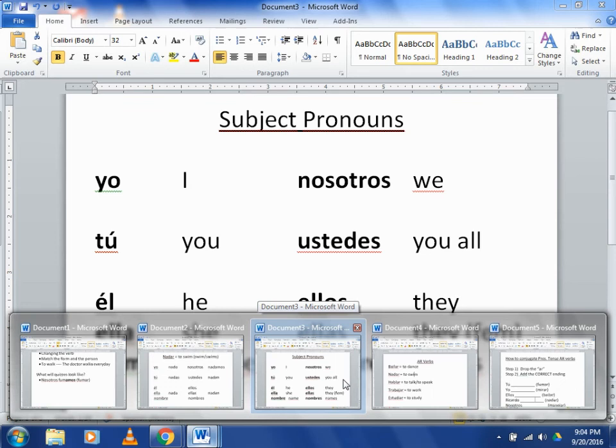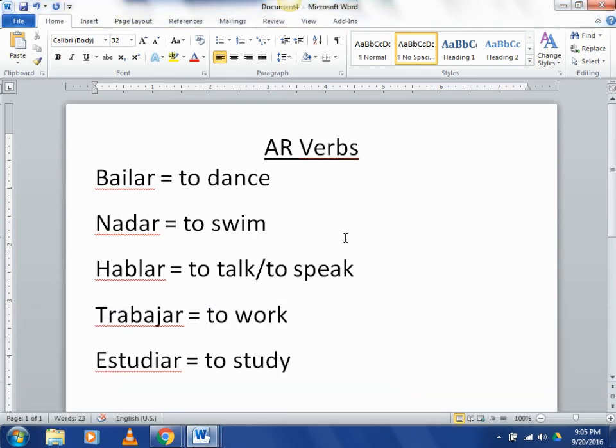Okay, students are going to use those subject pronouns together with some AR verbs that they know. Likewise, in our notebook, we have a list of verbs that we've written down. When we originally wrote them down, students were unaware that these would have to change. The first step was simply to learn the meaning. So bailar, to dance, nadar, to swim, hablar, to talk or to speak, trabajar, to work, and estudiar, to study, are 5 of the examples that they have, and there are some others in their notebook.